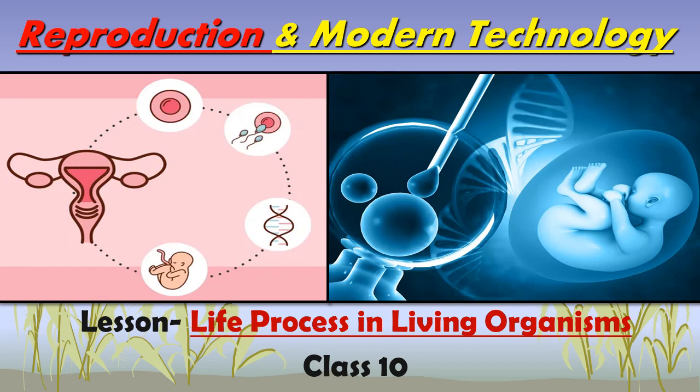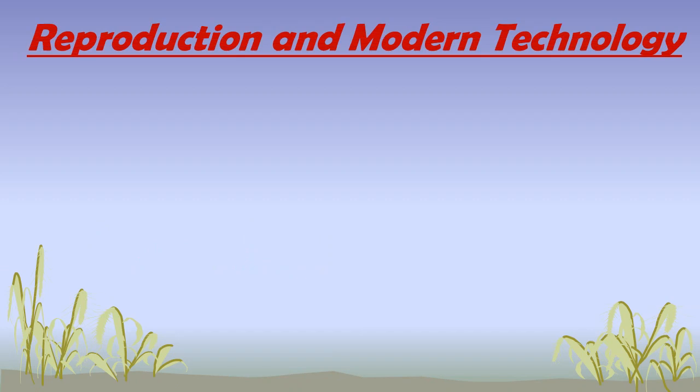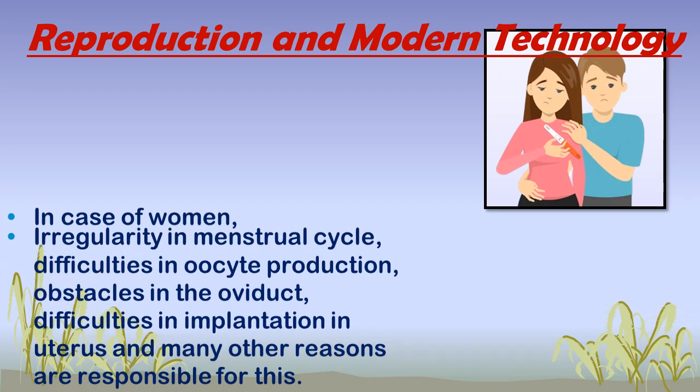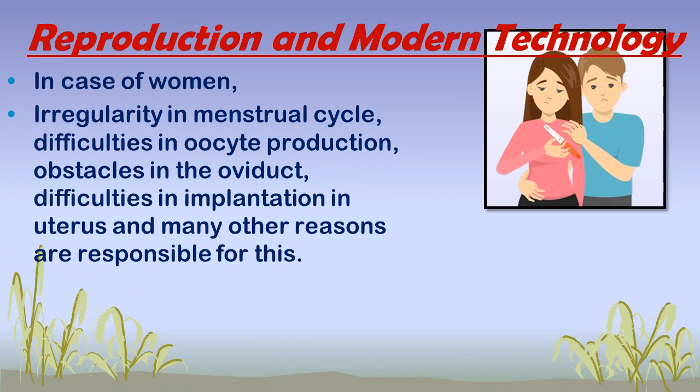So student, in sexual reproduction, if there are some abnormalities, there is modern technology to recover from it. So let's understand reproduction and modern technology for it. Okay. So student, many couples cannot have children due to various reasons in males and females. In case of women, there is irregularity in the menstrual cycle and difficulties in oocyte production. Oocyte is an immature egg or developing egg. Okay, developing eggs. Another reason is an obstacle in the oviduct.